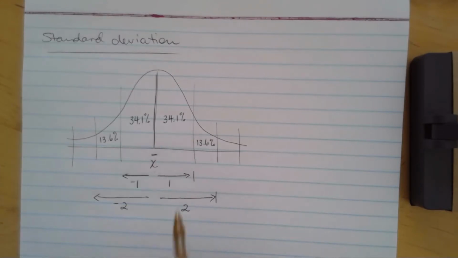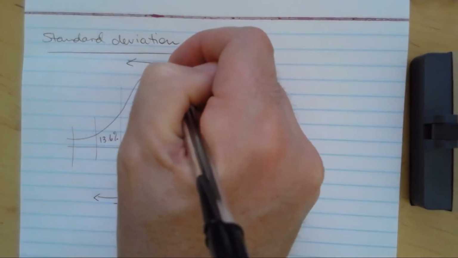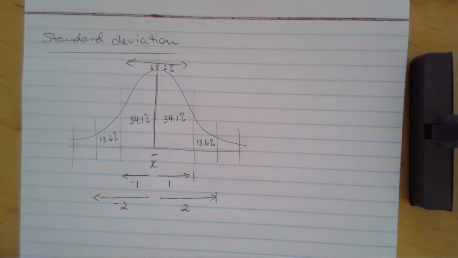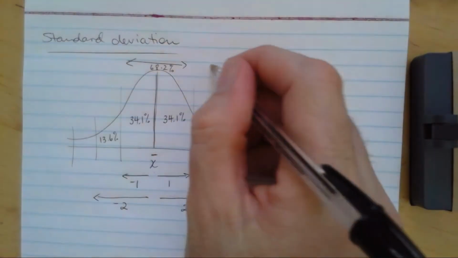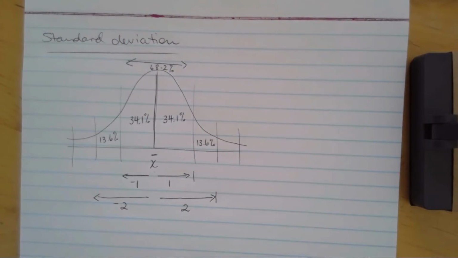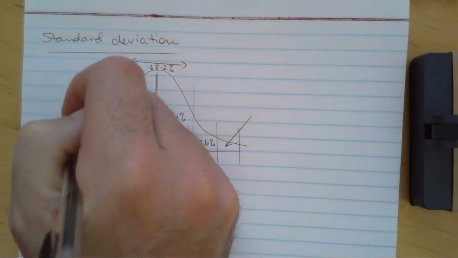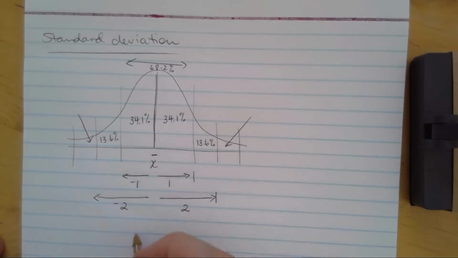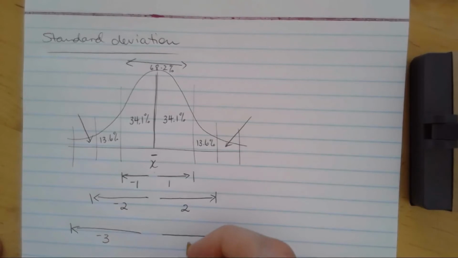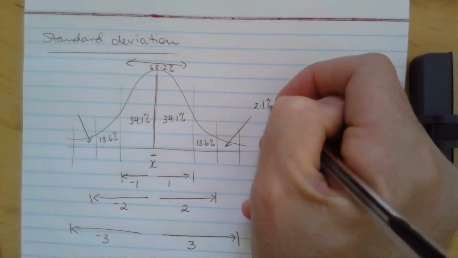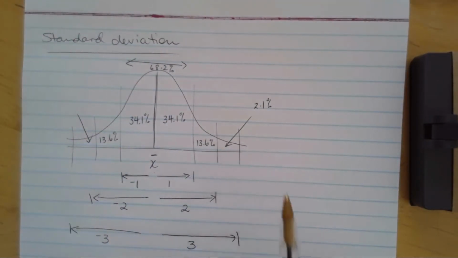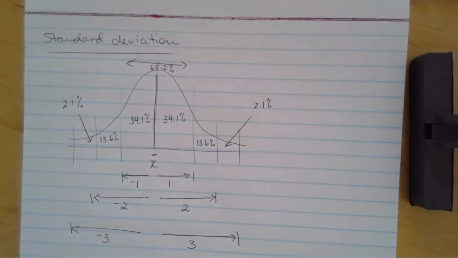If you add this all up at the moment, you've got 68.2% within 1 standard deviation either side, and then we're adding another 13.6% either side in this area here. Within 3 standard deviations of the mean, so -3 below and 3 above, we have 2.1% of the population above, and then there's another 2.1% here as well.